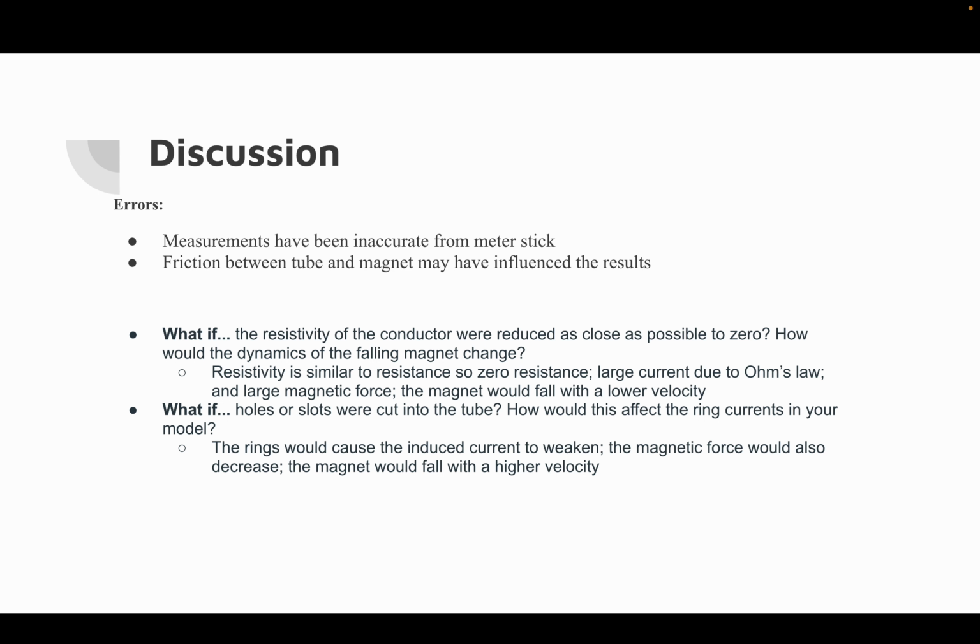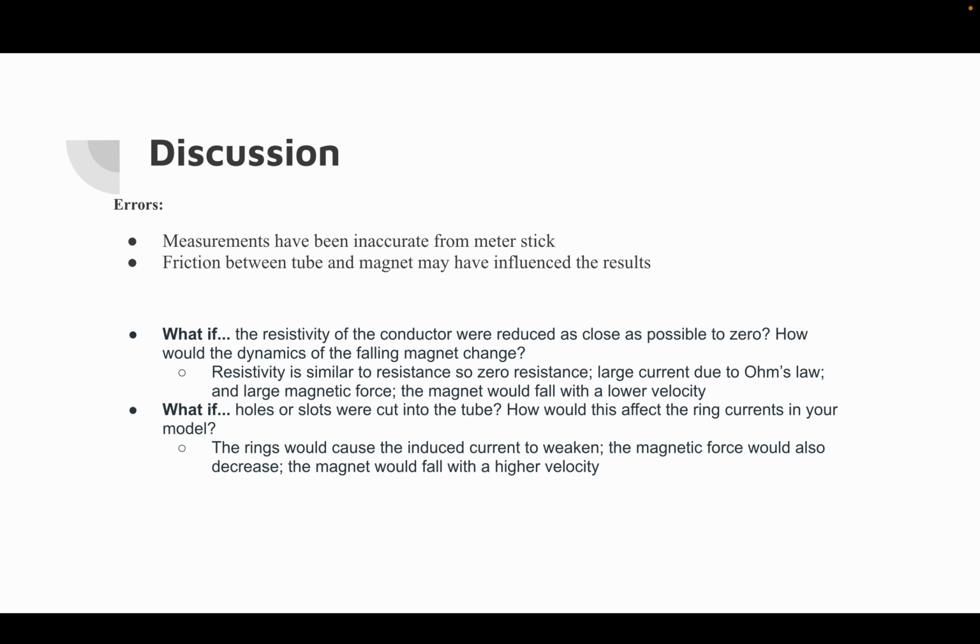To answer the question, what if the resistivity of the conductor were reduced as close as possible to zero? How would it affect the falling magnet? Resistivity is similar to resistance, so we would have zero resistance, and as a result we would have a large current due to Ohm's law, and therefore a large magnetic force. Because of this, the magnet would fall with a lower velocity.